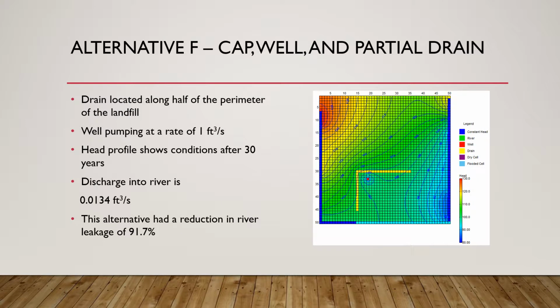Alternative F, cap, well, and partial drain. The drain is located along half of the perimeter of the landfill. Well pumping is at a rate of 1 cubic feet per second. Again, as we see to the picture at the right, the head profile shows conditions after 30 years. Discharge into river is 0.0134 cubic feet per second. This alternative had a reduction in river leakage of 91.7%.